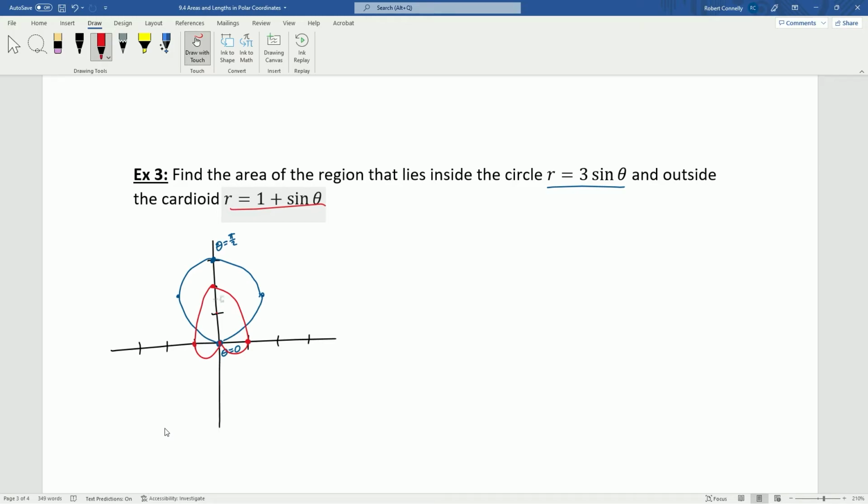Okay, so what we need to do in order to find this area is find these two intersection points. And then we can imagine dividing up this into segments, and integrating by subtracting one region minus the other. Actually, I should specify that it says inside the circle and outside the cardioid. So actually, this is the region that we want.